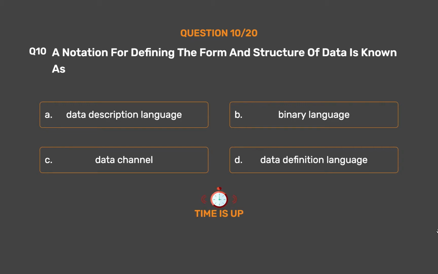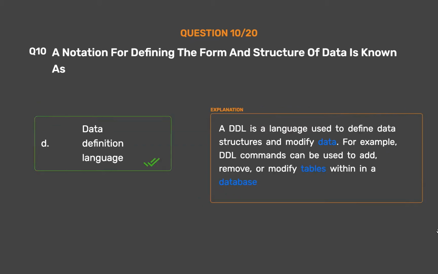The correct answer is option D. Data definition language. A DDL is a language used to define data structures and modify data. For example, DDL commands can be used to add, remove, or modify tables within a database.